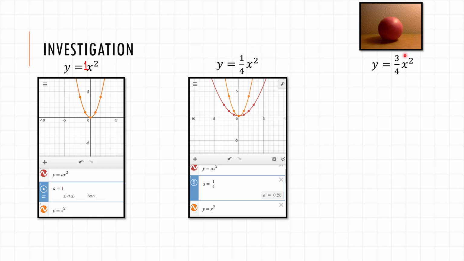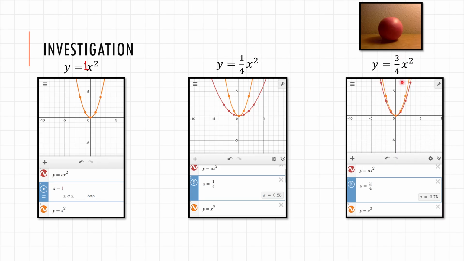Taking a look at when a is 3 over 4, we see something similar, but not as much, right? When it was 1 over 4, it was really close to the ground. But when it was 3 over 4, the dots didn't move down by too much. And that makes sense because 0.75 is not as small as 0.25, but both of them are smaller than 1.